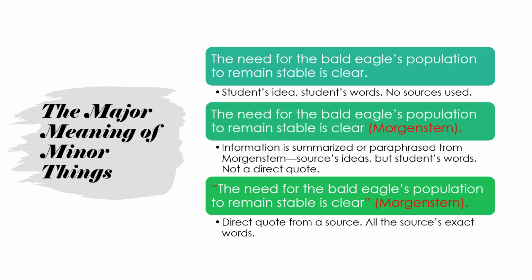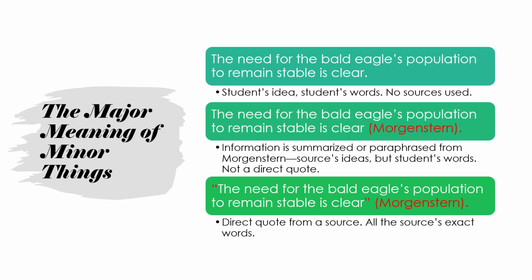So when we are doing our incorporation of sources, tiny little things are going to make a very huge difference. And basically, it's about punctuation. So in this first example, we have "The need for the bald eagle's population to remain stable is clear." Because of how that is structured, there's no source, there's no quotation marks. This means that this is the student's idea and the student's words, and no sources were used. If you did use a source here and it was written just like this, that is technically plagiarism.